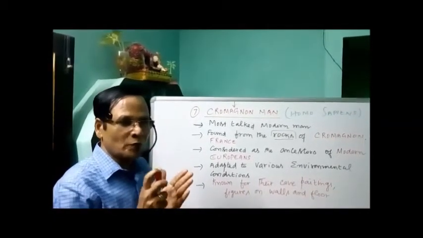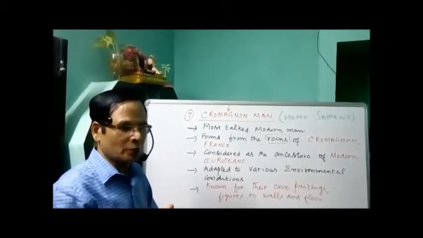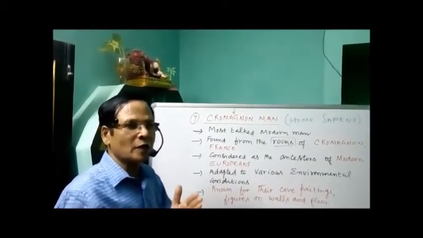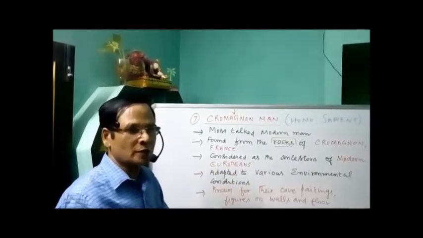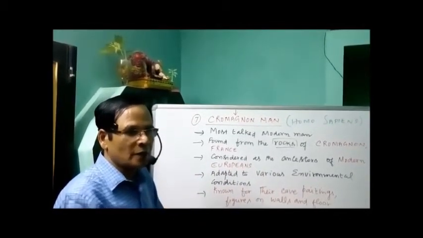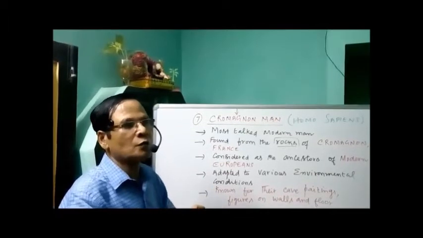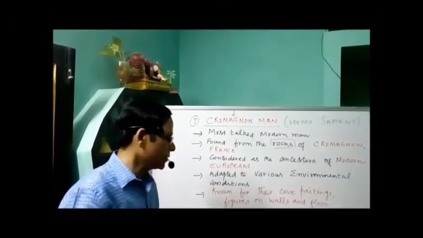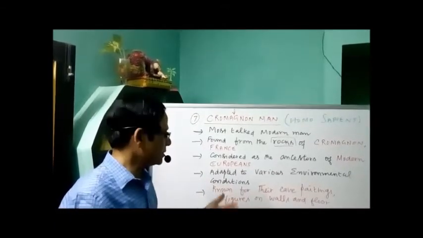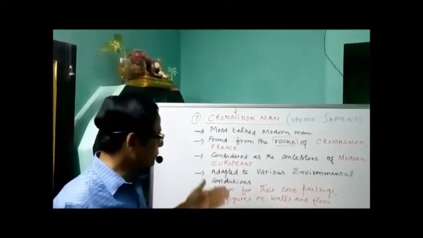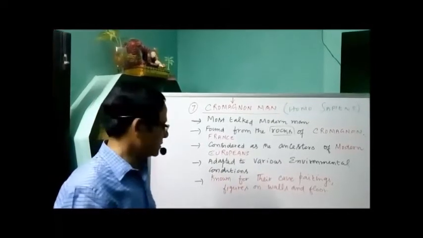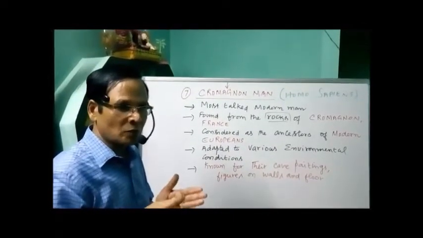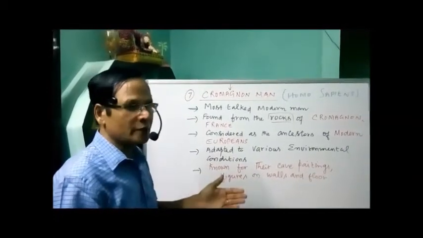But the most important feature of these people was that they were known for their cave paintings. They left cave paintings. Till today we have these paintings. Even the figures on the walls, on the floor. These are the important characters. Known for the cave paintings, figures on walls and then floor. When compared to other people, they knew painting also. And that is another important question. So the fossil man is normally known for cave paintings.